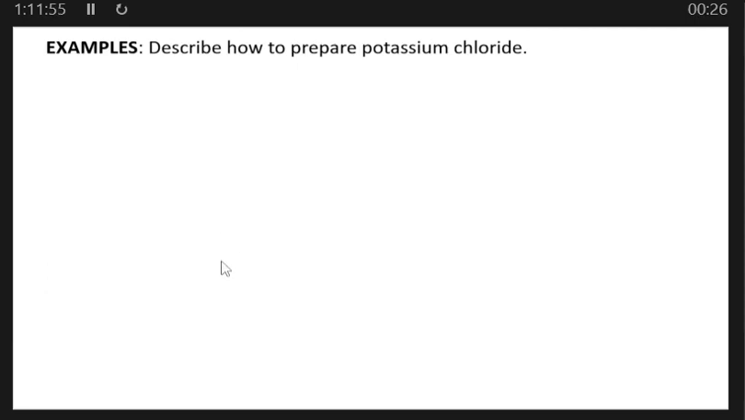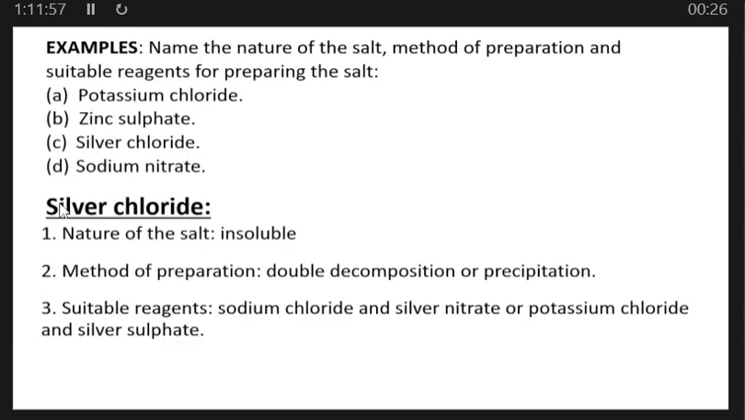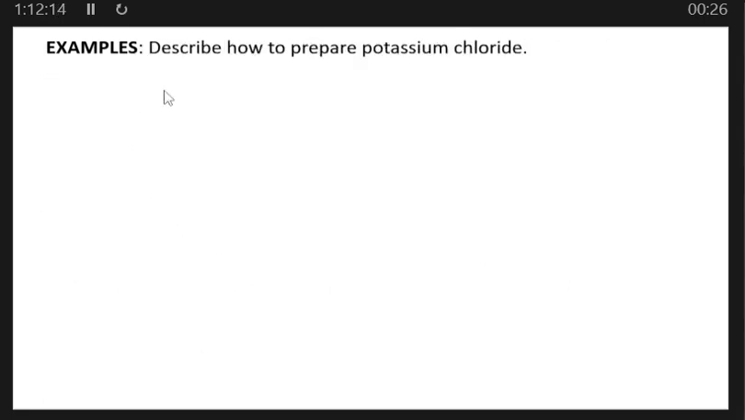So let's move to this example. I've left out sodium nitrate because sodium nitrate and potassium chloride use the same method, because they are salts of group 1 metals. Alright, so let's move to these examples here again.